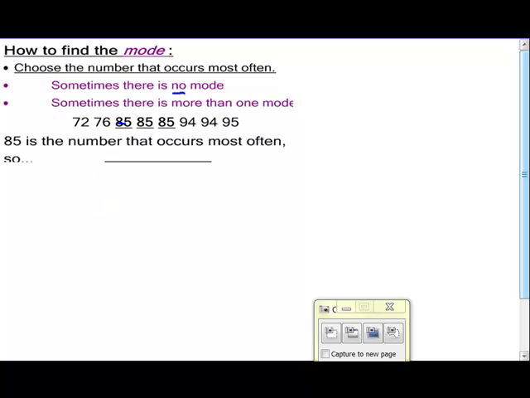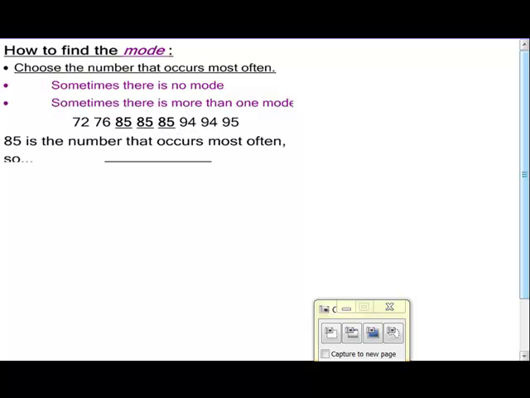If these two numbers did not exist, and we'd have to take away this one as well, we would see that 72, 76, 85, 94, 95, all of these occur exactly one time. So there would be no mode, and that's okay to say there is no mode if they all occur exactly the same amount of times. If they all occurred 2 times, there would be no mode. If they all occurred 3 times, there would be no mode.